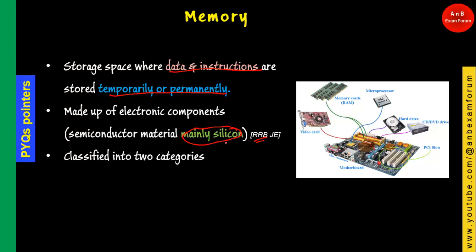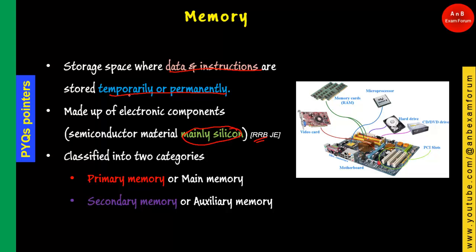Coming to the next one, the categories. We have seen that memory can store data temporarily or permanently, based on which there are 2 categories specifically: primary memory, which is also called the main memory, and the second one, the secondary memory or auxiliary memory. These are the 2 types of memory which are commonly asked in the exam.